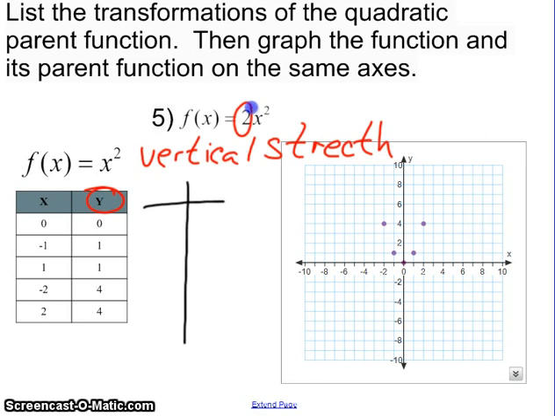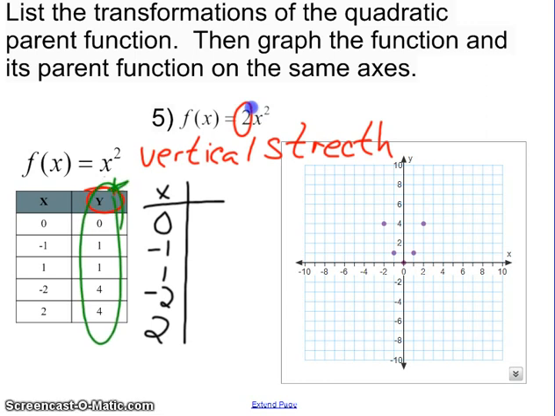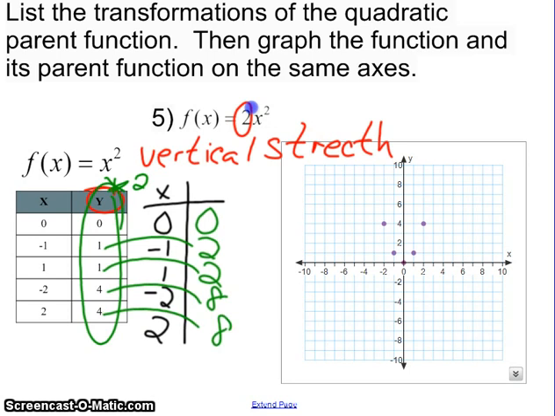Okay, y is the vertical, x is the horizontal. So here what I'm going to do is have the same values for x, but everything in the y column I'm going to multiply by 2. Okay? So 0 times 2 is 0, 1 times 2 is 2, 1 times 2 is 2, 4 times 2 is 8, 4 times 2 is 8. Since it's a vertical stretch, everything in the y column is multiplied by 2. Let's plot those points. (0, 0), (1, 2), and the reflection across the axis of symmetry is (negative 1, 2). (2, 8), and the reflection of (2, 8) across the axis of symmetry is (negative 2, 8).